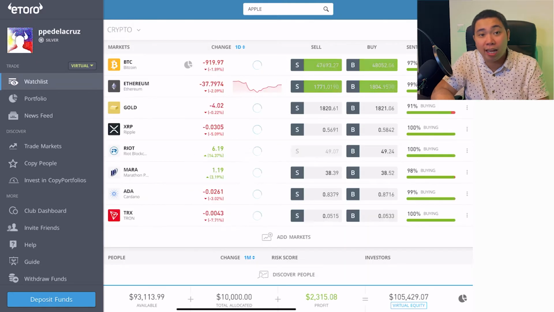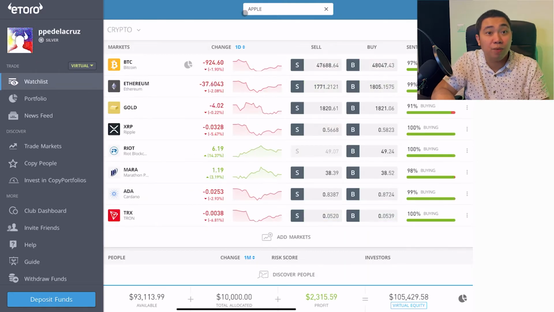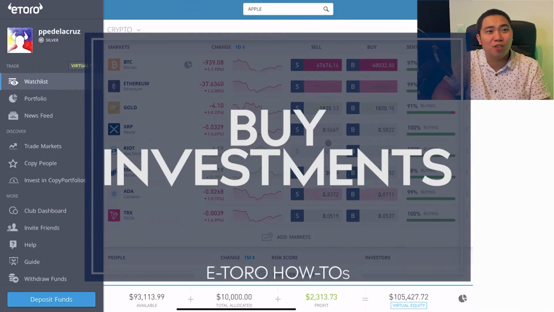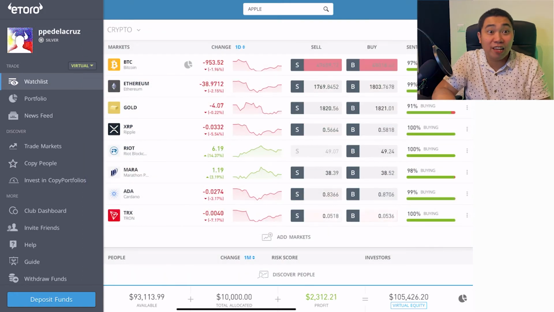For example, I have all of my crypto interests under one watch list so that I'm able to see everything that's happening. The second section of what I want to share with you is on how to actually buy an investment in eToro. So for example, we can test buying Ethereum.